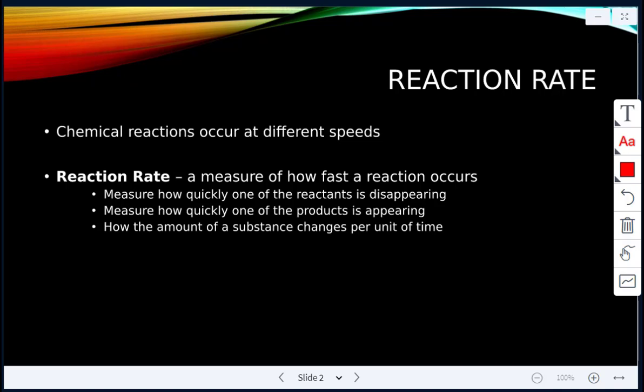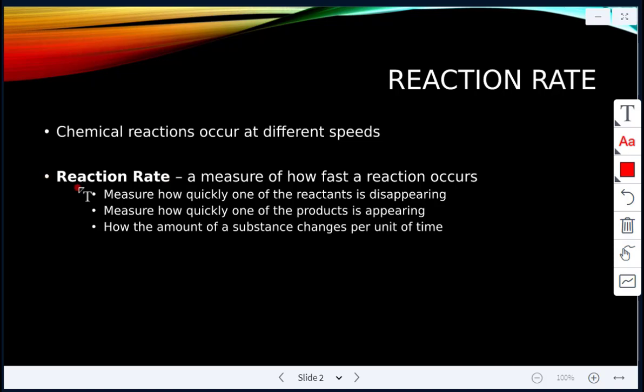So we've talked about chemical reactions quite a bit, and we've looked at chemical equations as well. But the last thing we have to talk about is that chemical reactions can occur at different speeds, and that is what we are calling its reaction rate. So it's a measure of how fast a reaction occurs.